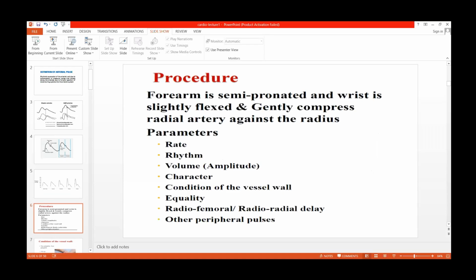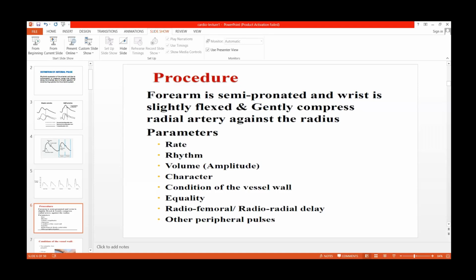So next thing, how to examine the pulse. Three important points you have to remember. Forearm should be semi-pronated, wrist is slightly flexed, and gently compress the radial artery against the radius. So these are three important points. You have to semi-pronate the forearm, wrist should be slightly flexed, and gently compress the radial artery against the radius.